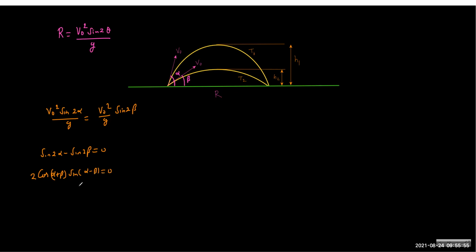Now when the product of two variables is equal to 0, one of them must be 0, right? So either cos or sine. The sine equation will give you alpha equals beta, which is of no sense because we are looking for a different answer. But the first will give you something different. So if cos of alpha plus beta is 0, it means the angle must be 90.